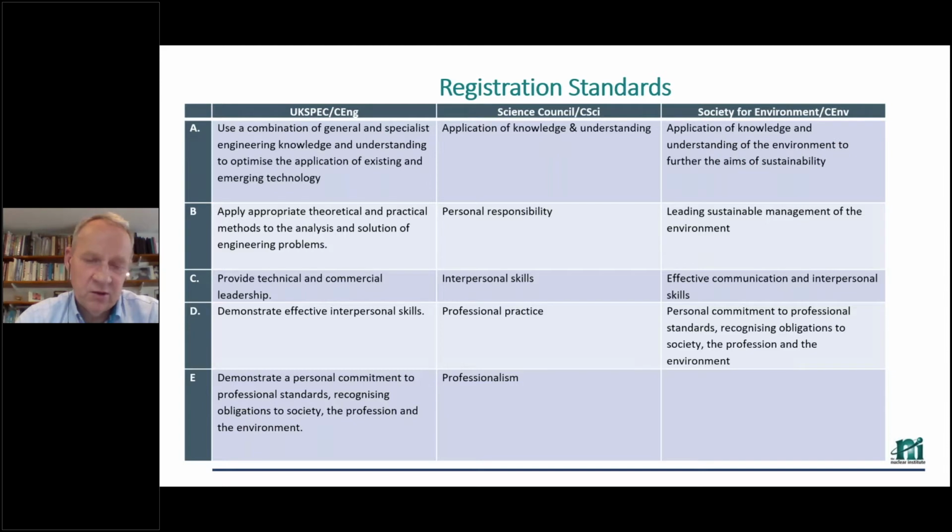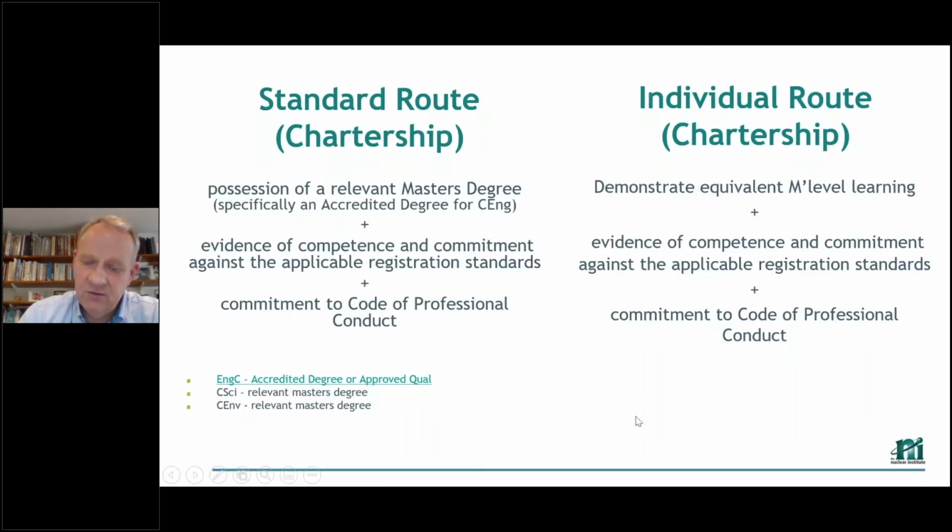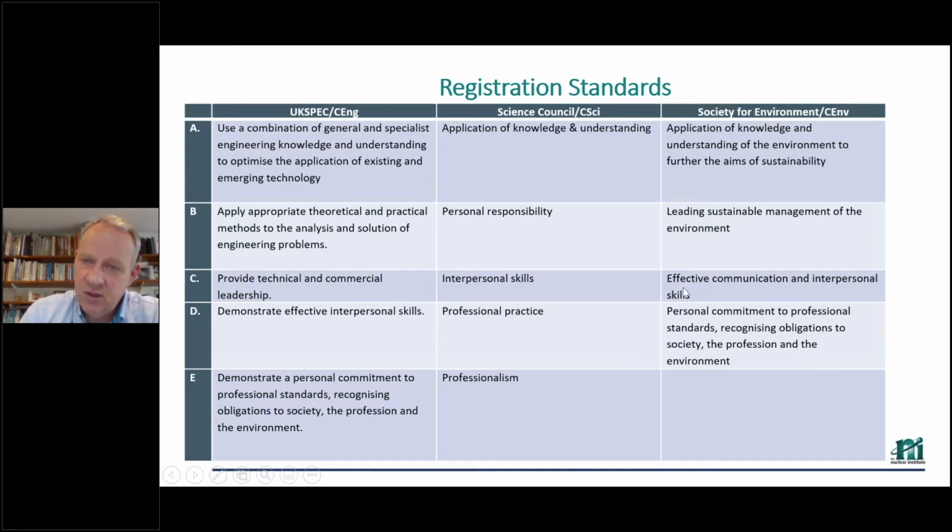and particularly across what are usually referred to as the A and B criteria. In terms of differentiating between the three pathways, where you are looking at applying general and specialist engineering knowledge, or applying knowledge and understanding that's particularly applicable to a science discipline, or the application of knowledge in the environmental area, that is where you have quite different criteria and expectations around the sort of evidence that you bring forward. But I think you can see across the rest of the slide, it's broadly similar.